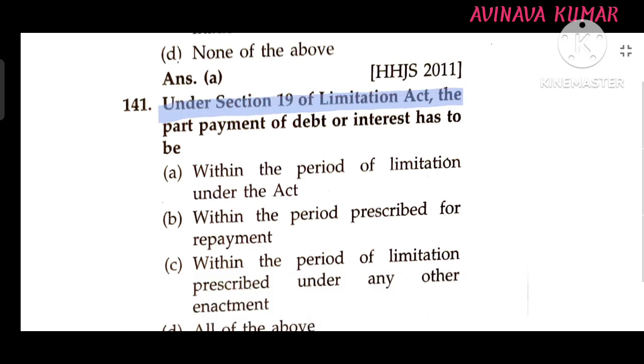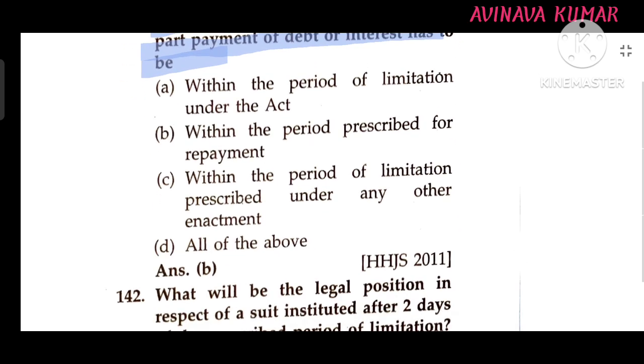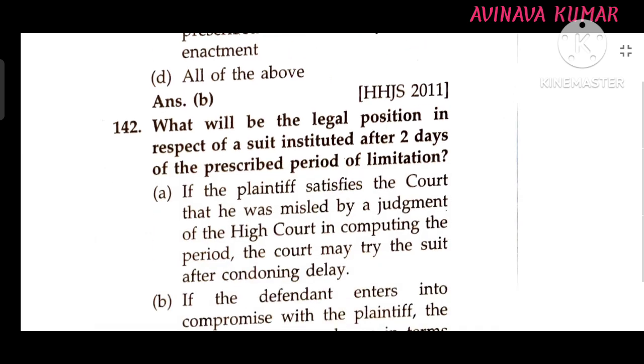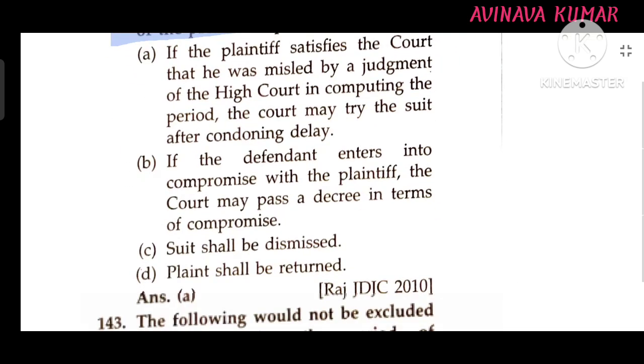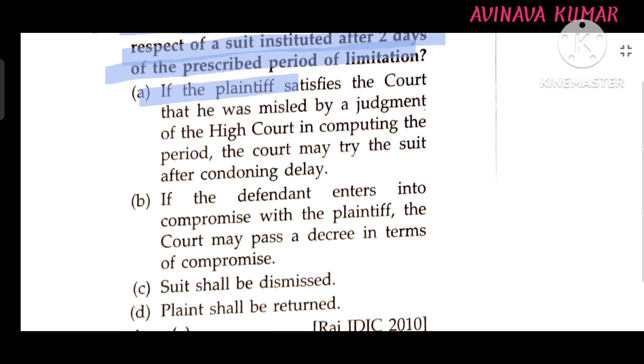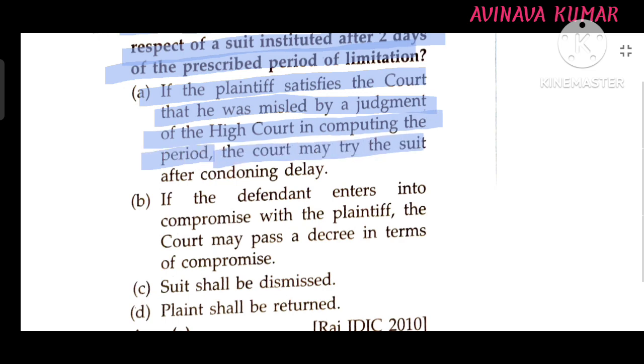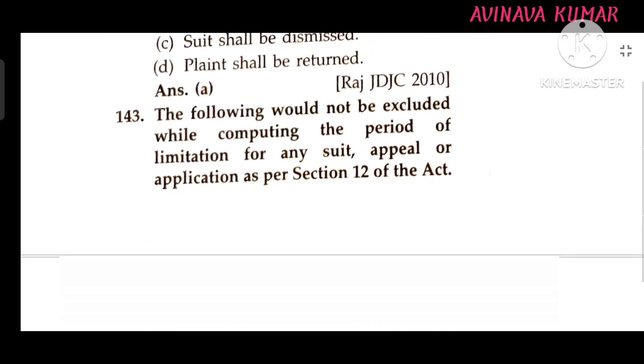Under Section 19 of the Limitation Act, the part payment of the debt or interest has to be made within the period prescribed for repayment. What will be the legal position in respect of a suit instituted after 2 days of the prescribed period of limitation? If the plaintiff satisfies the court that he was misled by a judgment of the High Court in computing the period, the court may try the suit after condoning the delay.